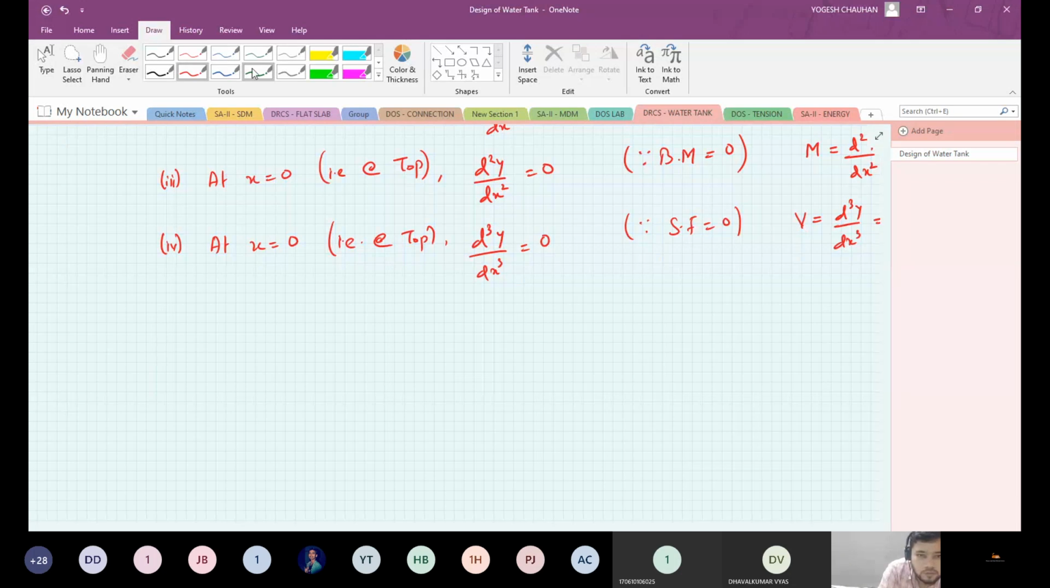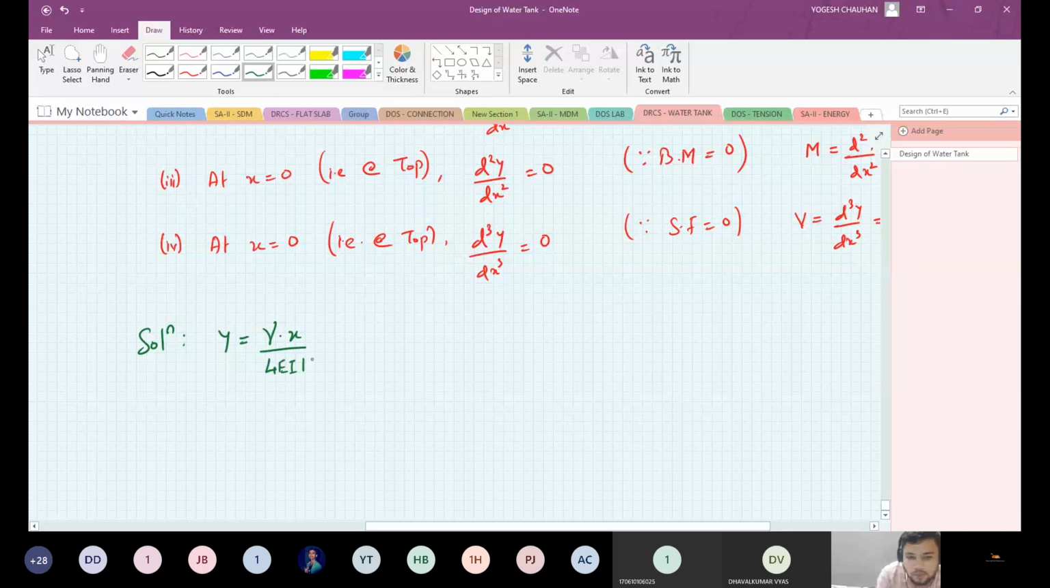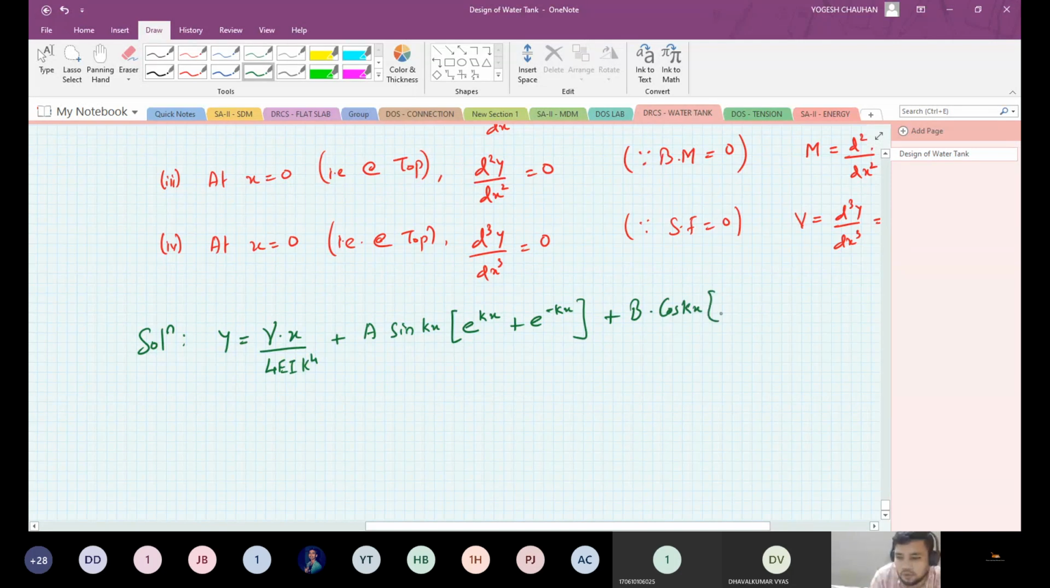So your solution now becomes y is equal to gamma times x divided by 4 EI k to the power 4 plus a sin kx (e to the power kx plus e to the power minus kx) plus cos kx e to the power kx plus e to the power minus kx minus 2a e to the power minus kx cos kx.